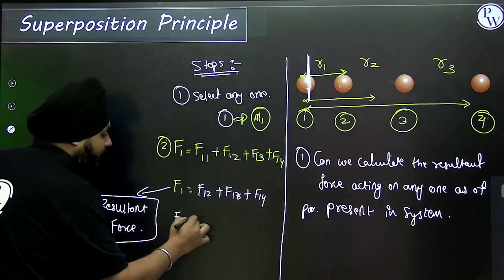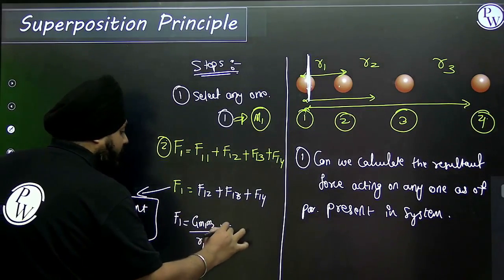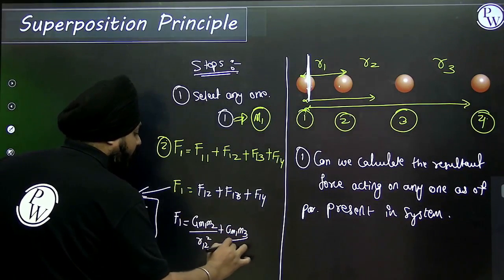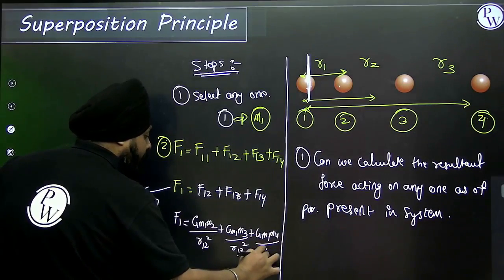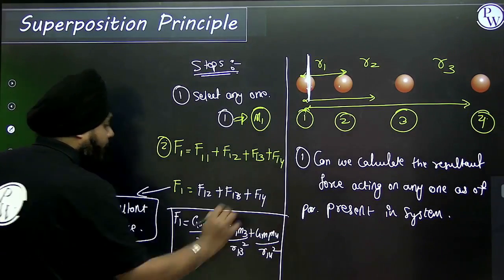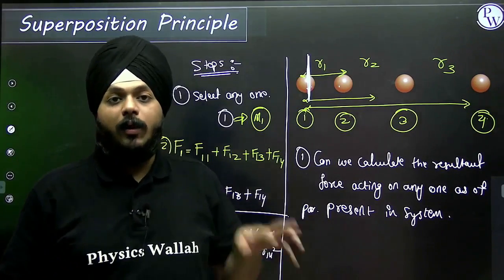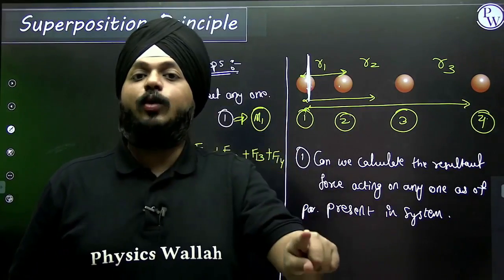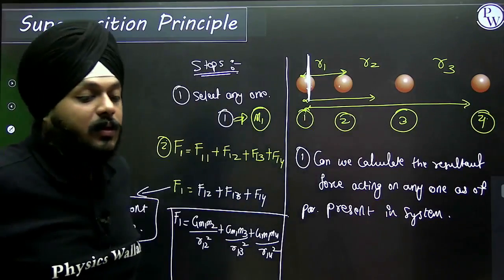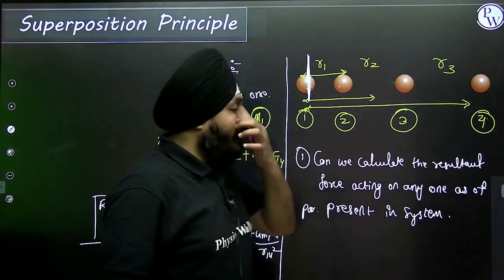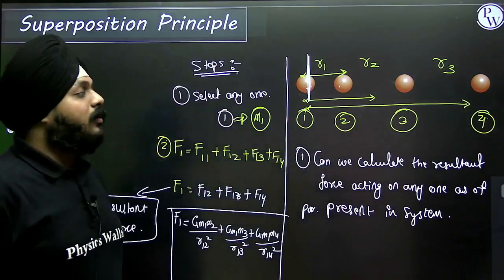So F1 is equal to G m1 m2 whole divided by r12 square plus G m1 m3 whole divided by r13 square plus G m1 m4 whole divided by r14 square. Right? This is what the superposition principle is all about, and it is used to calculate the resultant force on any single particle as because of the others.